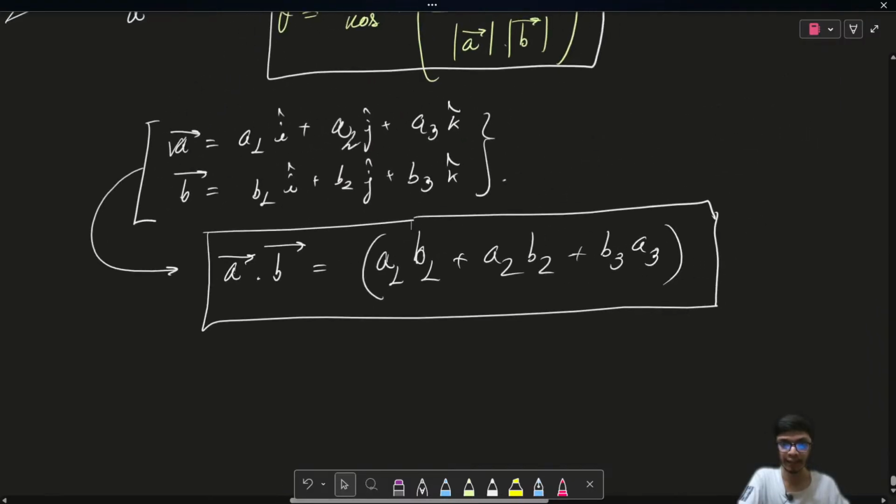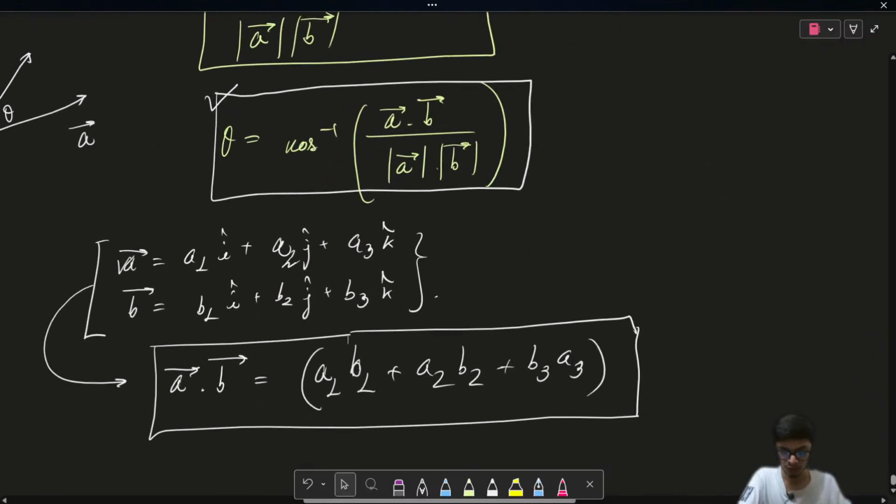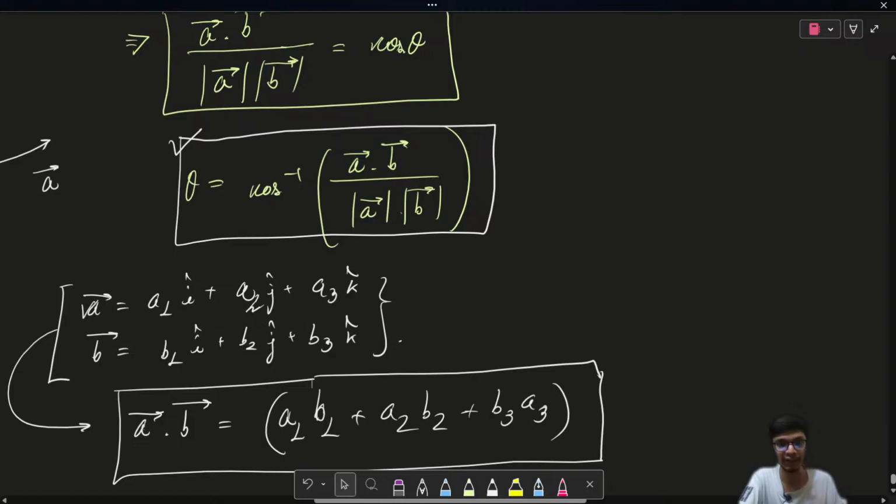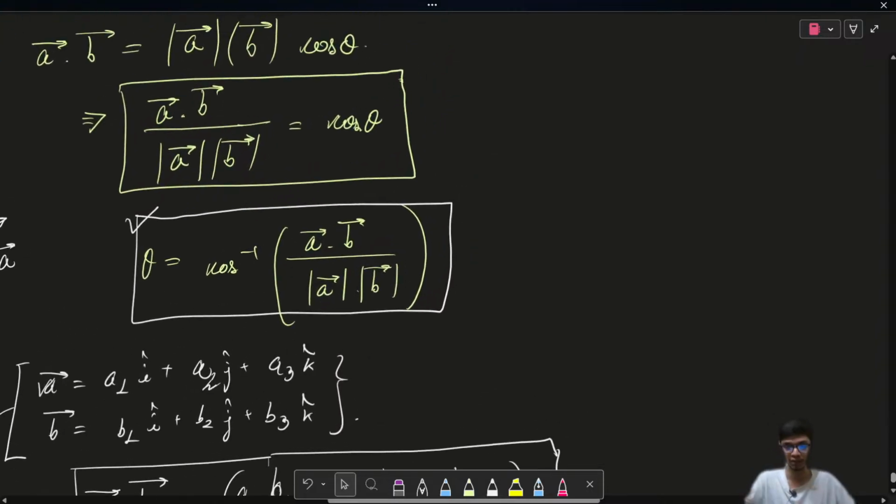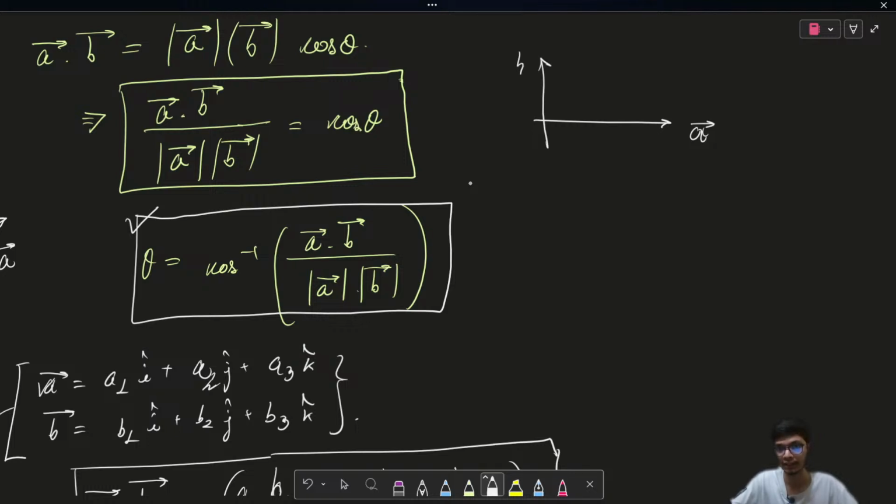All right, so let's return to what we were discussing. I asked you this question: if my vectors are perpendicular to each other, then the angle between the vectors is going to be pi by 2, right? So if the angle between the vectors is pi by 2, then from the definition, my cos of theta is going to be 0. Therefore, my A vector dot B vector is going to be 0.